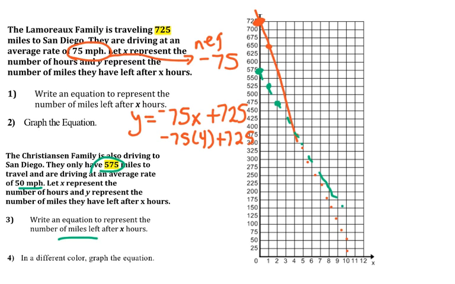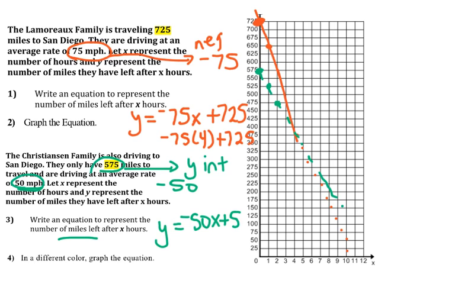So just like what I did with the Lamoureux family, my y-intercept is going to be the 575 because that's where they are when they start. The 50 miles per hour, again, I'm going to say that that's negative because they're getting closer to their destination and the line is going down. So my equation is going to be y equals negative 50x plus 575. And so get your straight edge and go ahead and graph this line.